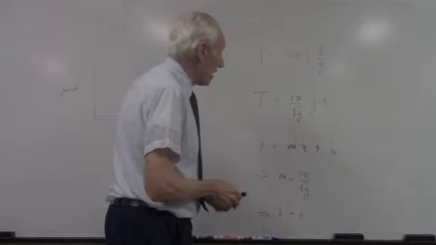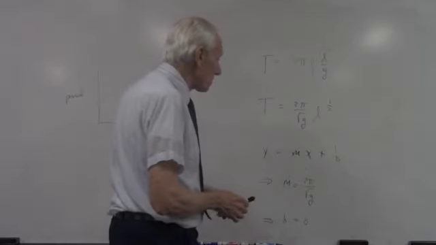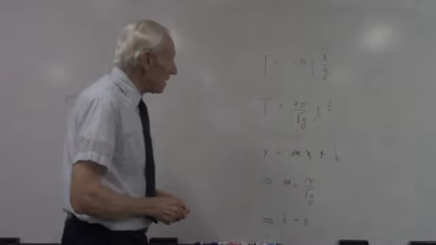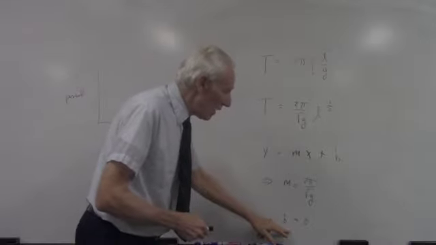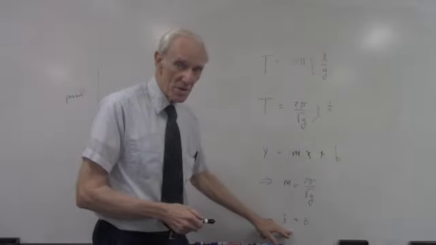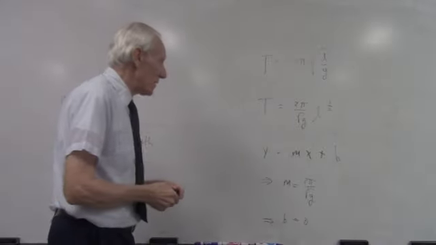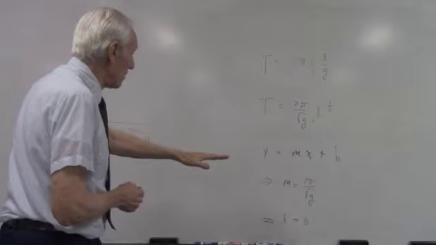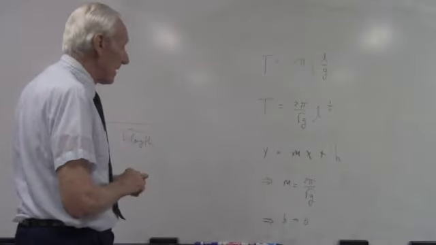And L to the 1/2 is the x-axis. So the slope is 2 pi over the square root of g, and the x-axis is the square root of the length. And the y-intercept, of course, theoretically should be 0. A zero-length pendulum has no period.